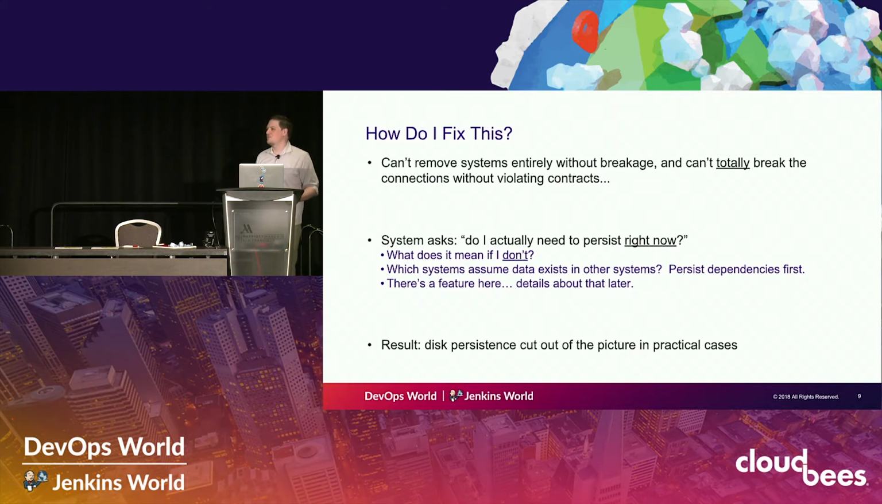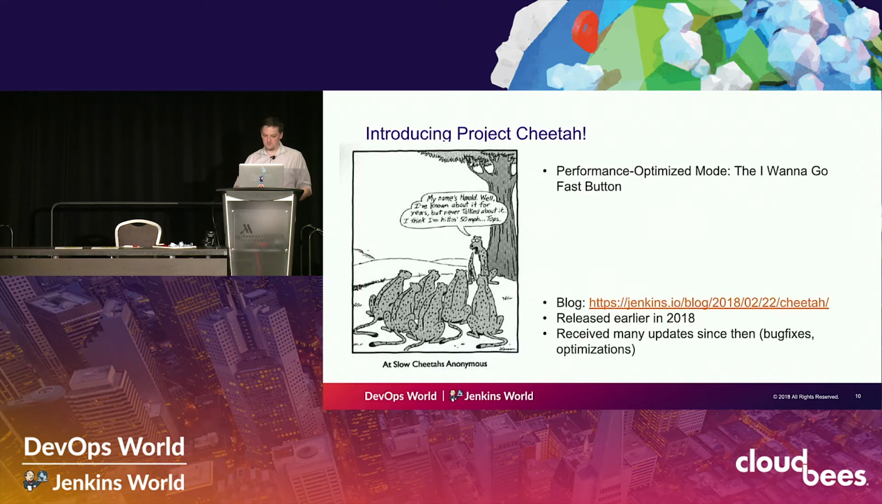You can't cut out those systems, but for practical running pipelines, if you use the right settings, those interactions no longer happen except once or twice per run. I'm going to tell you a little more about how that works down the road and what the implications are for your performance and persistence model. All of this was done earlier this year as part of Project Cheetah. There's a Jenkins.io post I put up with more extensive details. I've put a lot more work into updating it with bug fixes and additional optimizations since then.